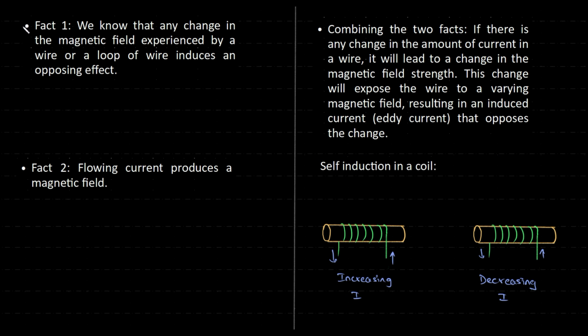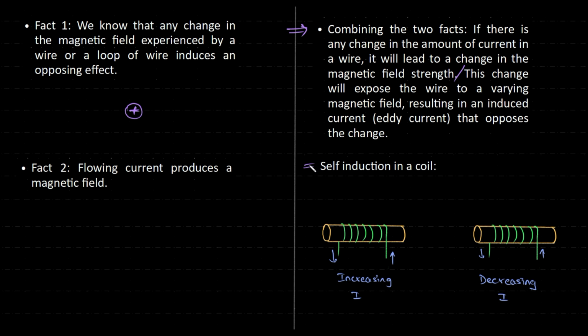I've again used some other way to explain this. Fact 1: we know that any change in magnetic field experienced by a wire or a loop of wire induces an opposing effect. That we know. Fact 2: flowing current produces a magnetic field. This also we know. So combining these two facts, we have a concluding point. If there is any change in the amount of current in the wire, it will lead to a change in magnetic field strength. This change will expose the wire to a varying magnetic field, resulting in an induced current that opposes the change. This is what you guys have to write in your exam.